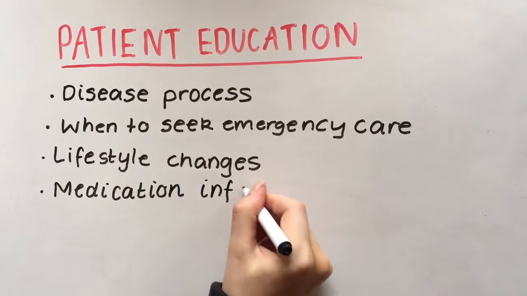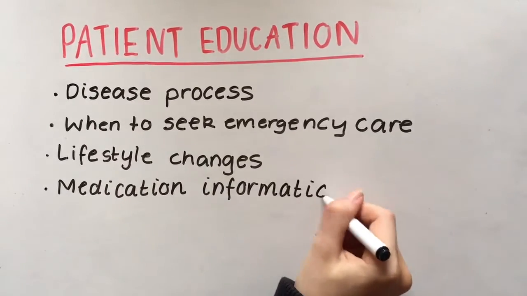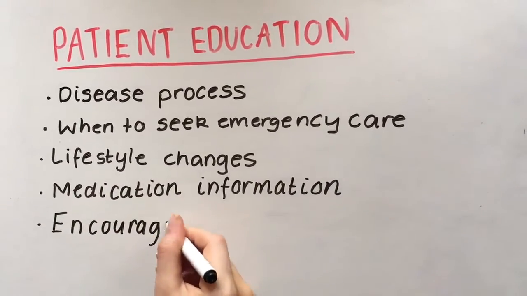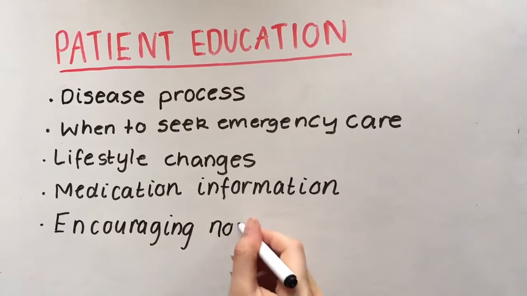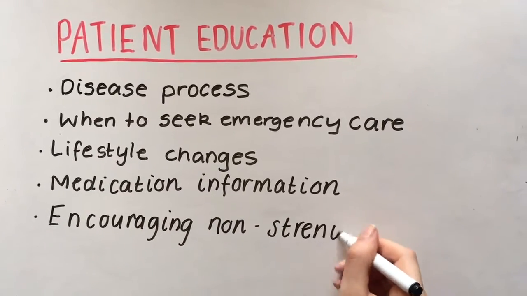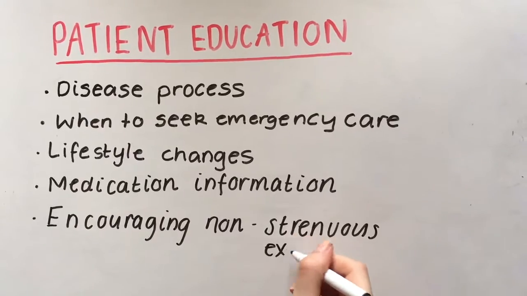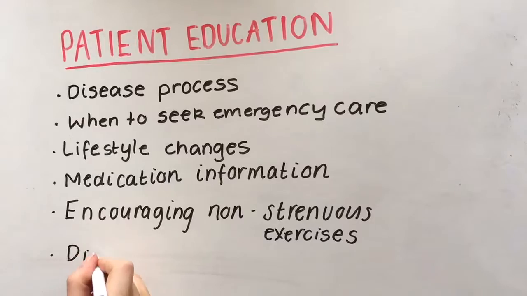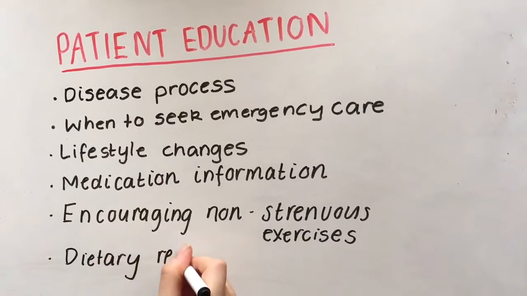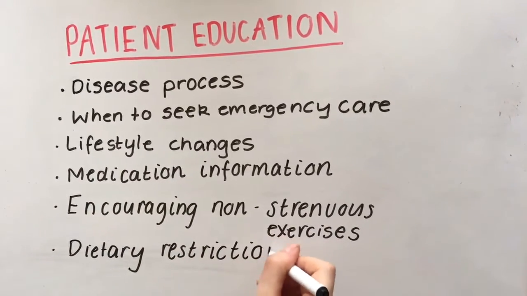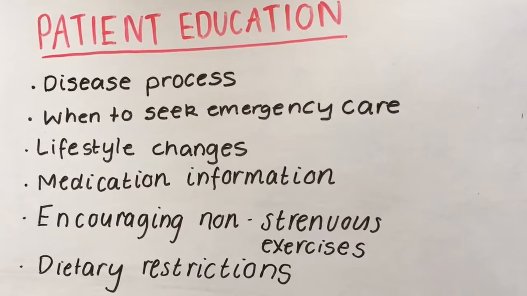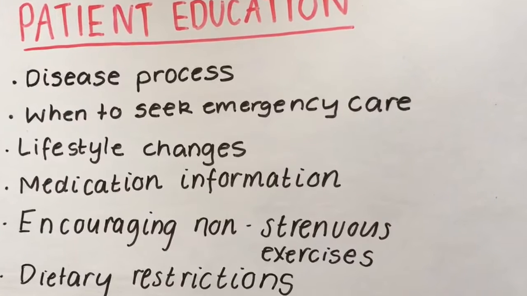Medication information. Educating the patient on the time, dose, frequency, and indication for safe and effective medication administration. Encouraging non-strenuous exercises and ambulation. This is important to increase blood and fluid circulation to reduce edema. And dietary restrictions, encouraging Sam to follow up with a dietitian. A dietitian can help create nutritional programs based on the needs of the patient and may also further counsel Sam on how to lead a healthier lifestyle supportive of his condition.